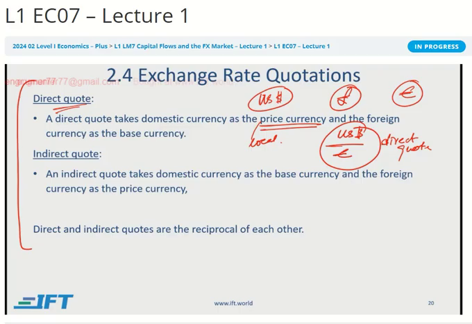If, for example, your domestic currency is the base and the foreign currency becomes the price currency. So here, let's say if you are American, your domestic currency is US dollar, and if that becomes the base, and the foreign currency, which is euro, becomes the price, then it becomes an indirect quote.